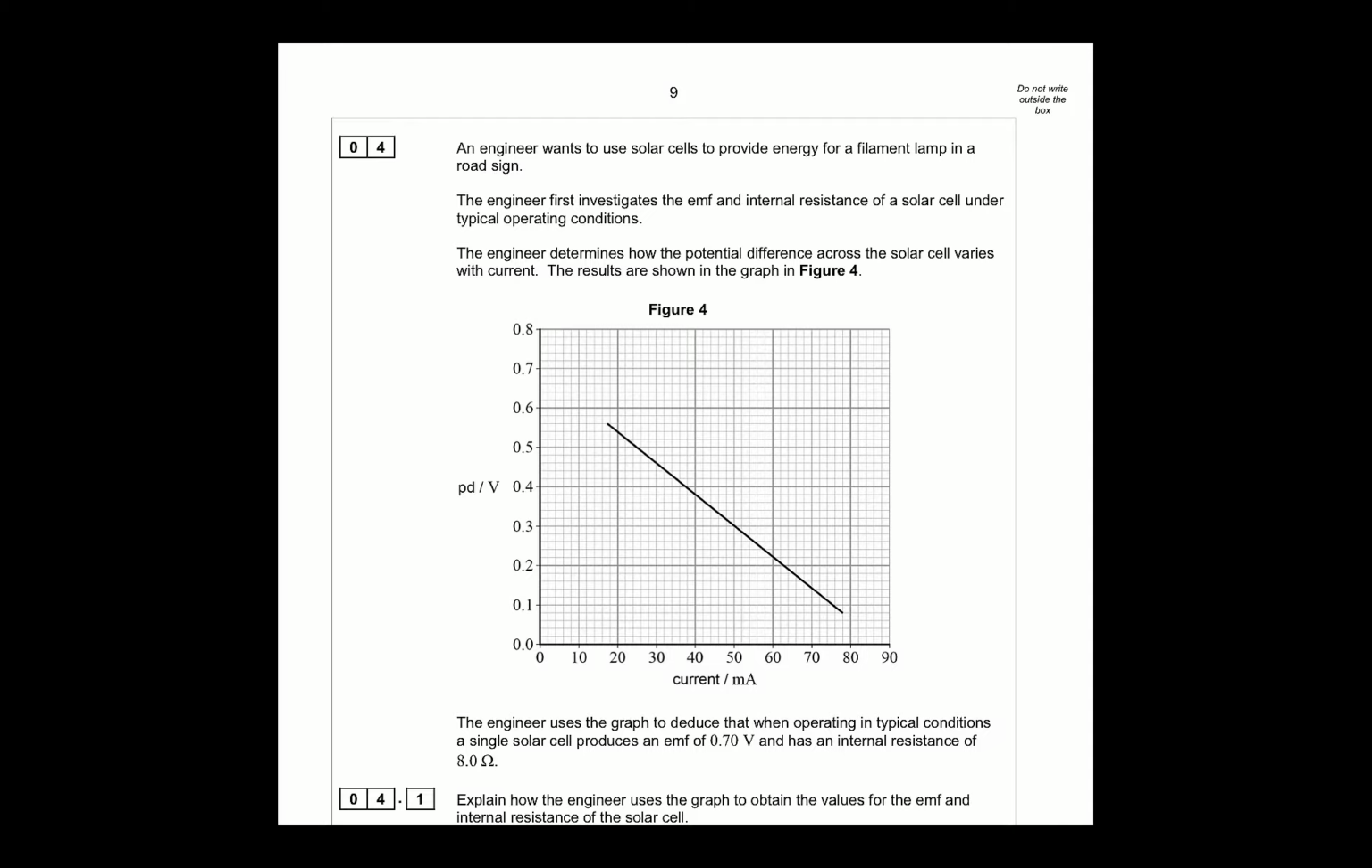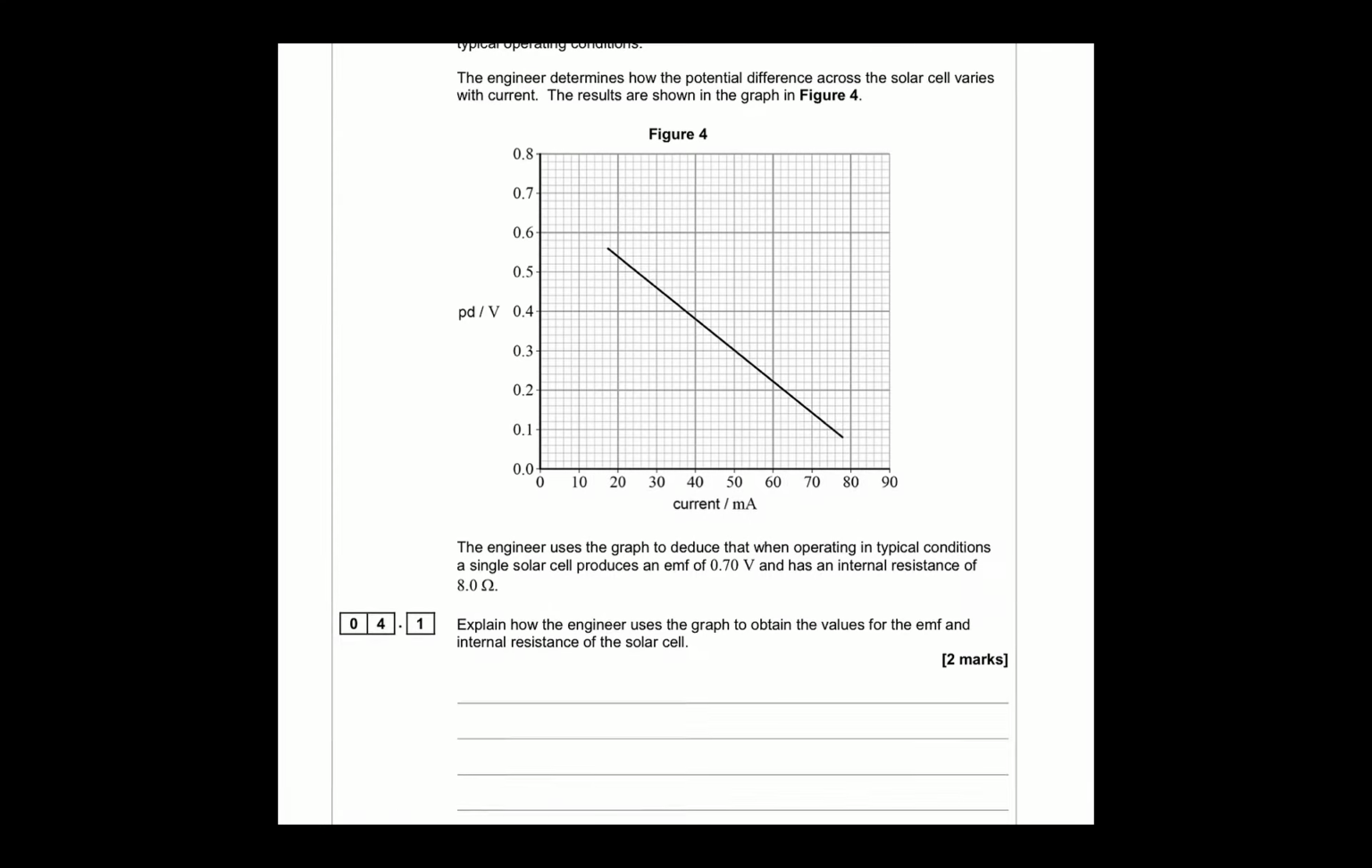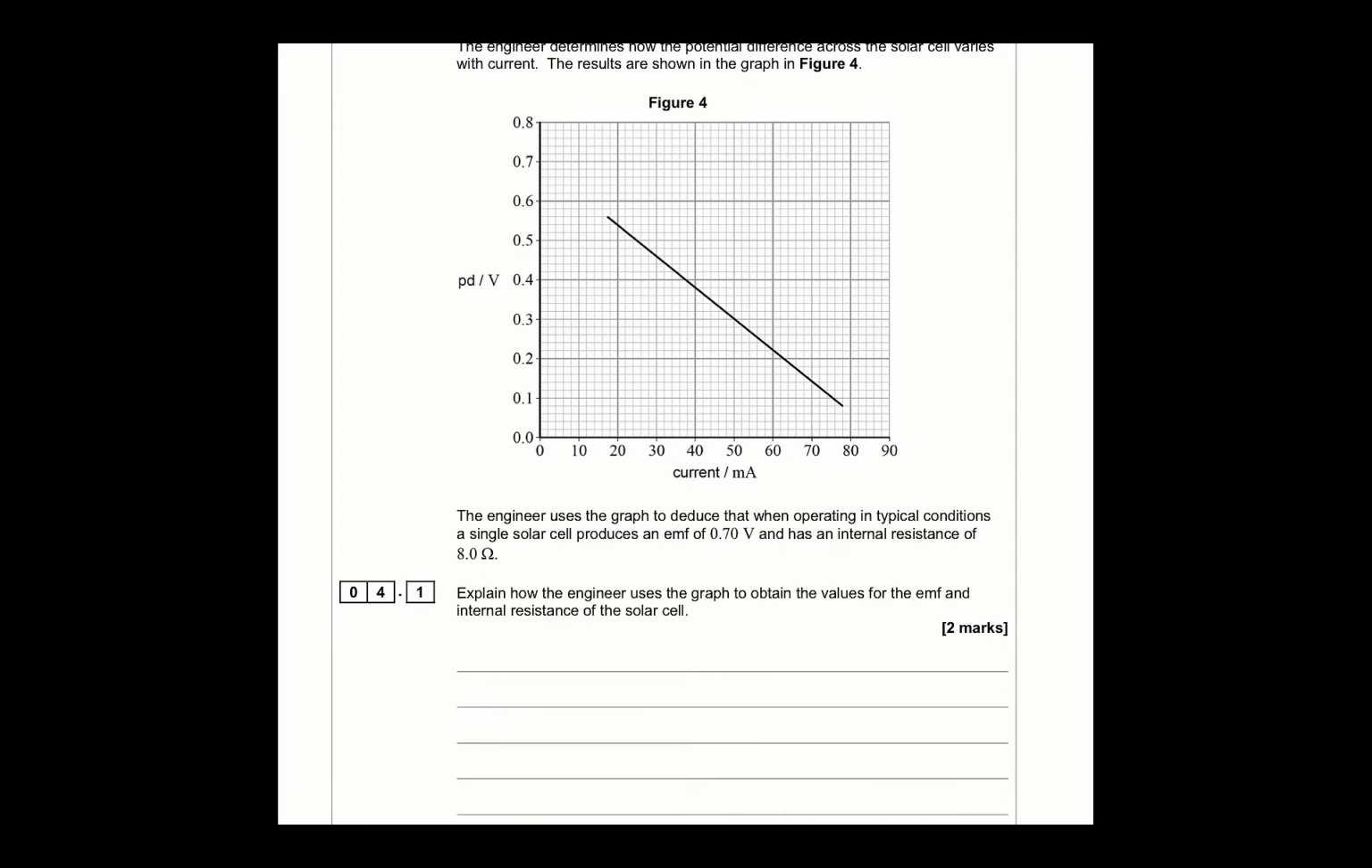So what we have here is a potential versus current graph, and from this graph he's deduced that it has an EMF of 0.7 volts and an internal resistance of 8 ohms. Explain how the engineer uses the solar cell to obtain the values. So you don't have to actually obtain the values yourself, you have to explain how it uses it.